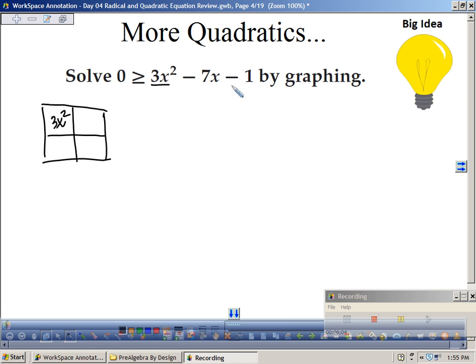3x squared goes here. Negative 1 goes here. Let's see if we can find factors where I can split up that b. So negative 7x, a times c is negative 3x squared. Is this factorable? It is not. So if it's not factorable, what do I do? We would find the axis of symmetry, right? Then find our vertex, then look for our y-intercept and do all that jazz, right?